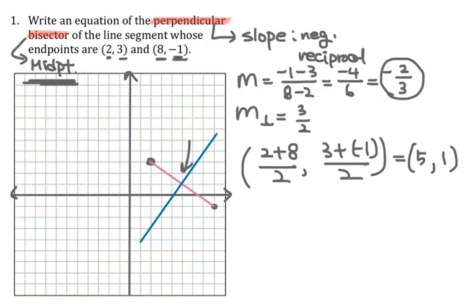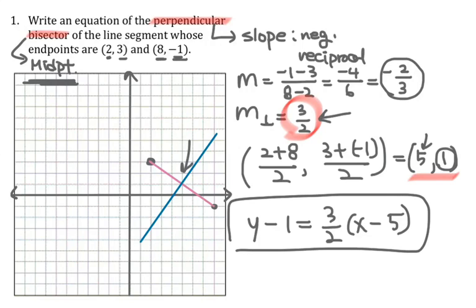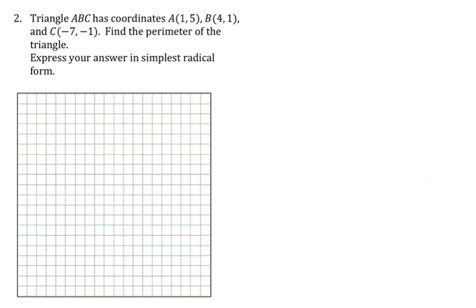Now, knowing our slope and our point, we should be able to write up the equation. It is y minus the y value here, which is 1, equal to slope 3 over 2 times x minus x value 5. So that is the equation of the perpendicular bisector. All right, then let's move on to the second question.